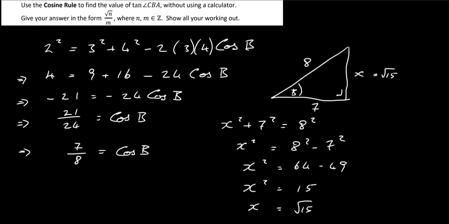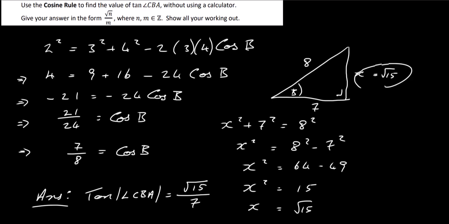We've got to work out the tan of CBA, so the tan of B. So our answer then is the tan of the angle CBA is equal to the square root of 15 over 7, the opposite over the adjacent. Okay, and that's it for this question.